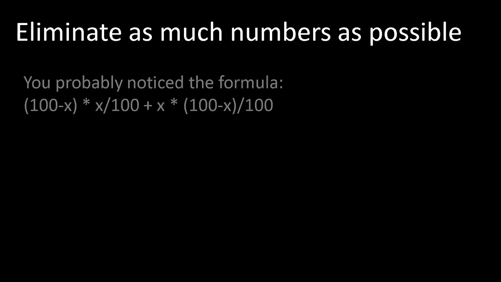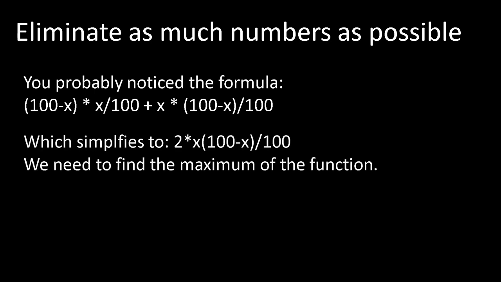You probably noticed the formula. It's (100 minus x) times x over 100, plus x times (100 minus x) over 100. We can find the maximum of this function, but in general, if a function is in the form x times (n minus x), you will get the maximal value by setting x to half of n. For example, 50 times 50 is 2,500. 49 times 51 is 2,499, and it will decrease more the further you get away from 50.